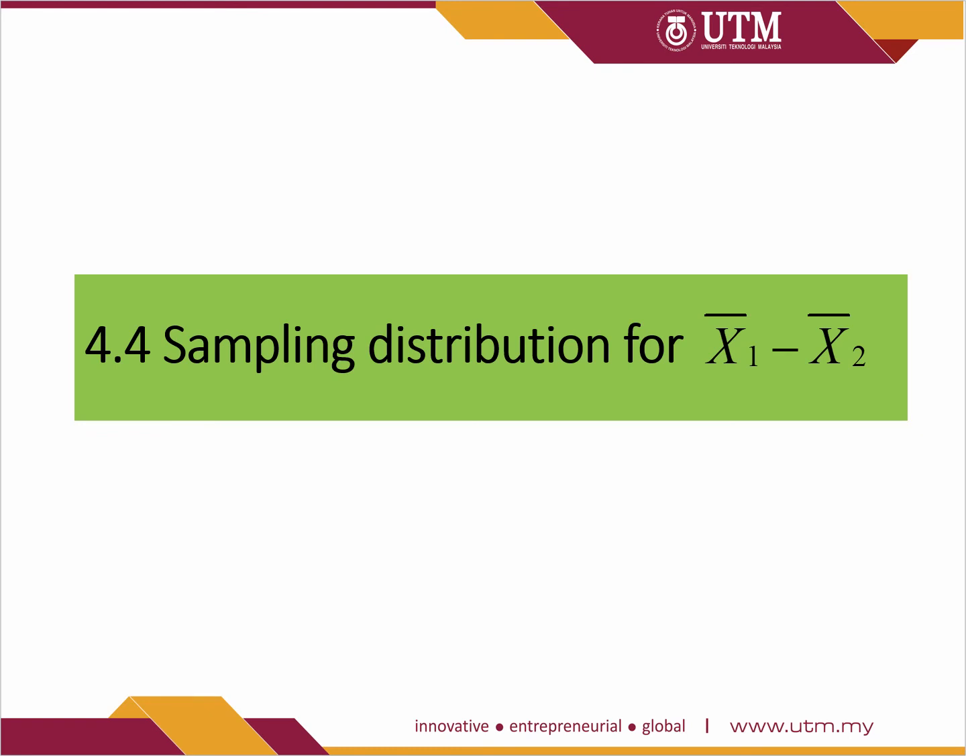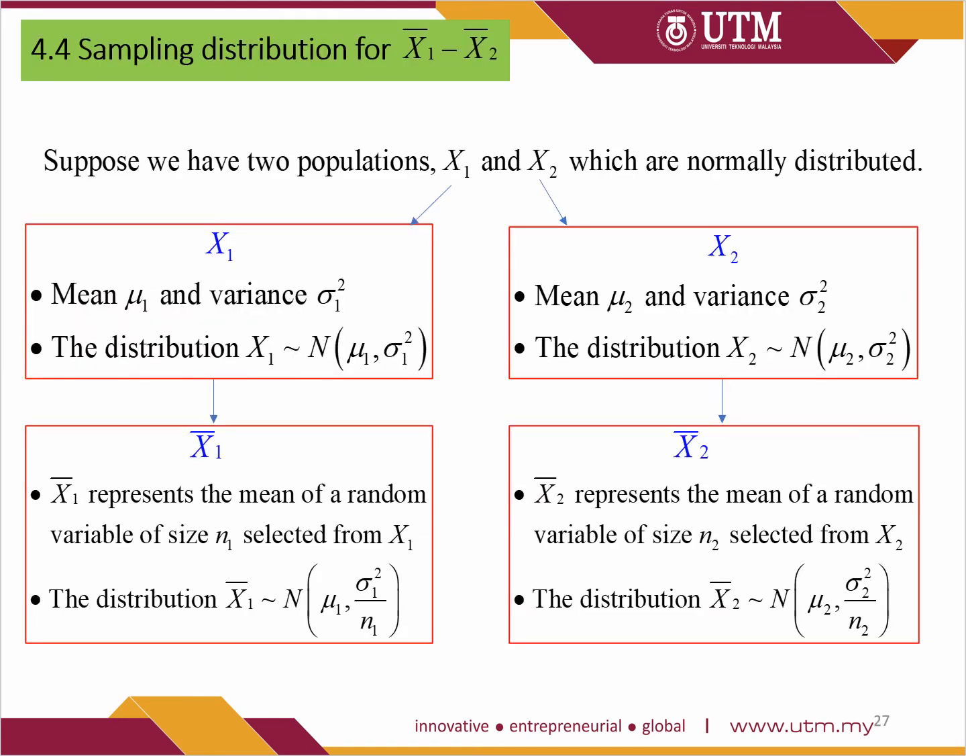Now let's learn about the sampling distribution of two different sample means. Suppose that we have two populations, x1 and x2, which are normally distributed. These are the parameters for x1, given that we have the mean mu1 and variance sigma1 squared. So the distribution of x1 can be written as: x1 follows normal with mean mu1 and variance sigma1 squared.